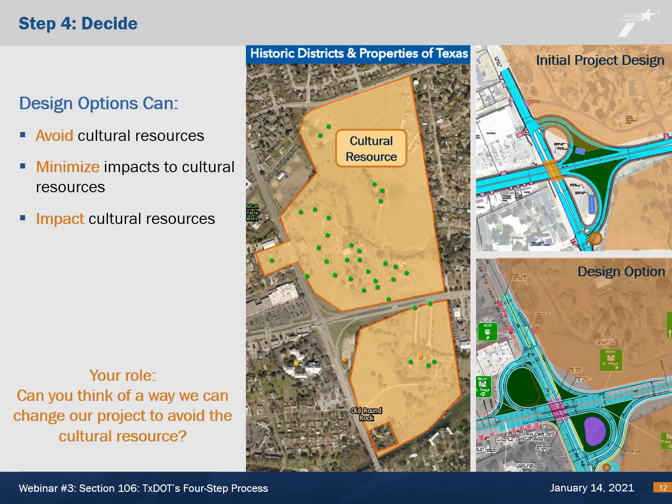We may reroute a road to avoid an archaeological site. We could shift a new road so it passes through the yard and not through an historic house, minimizing impacts to the historic property. However, sometimes there is no option that avoids impacts to cultural resources. This example shows an interchange project in Round Rock, Texas. The initial design took land from an historic district. TxDOT selected a design option that minimized the impact on the historic district.